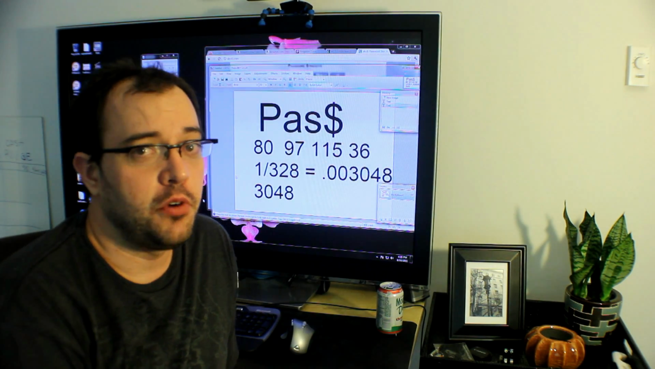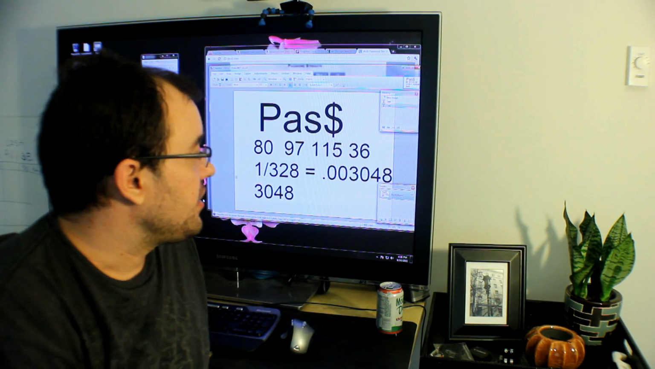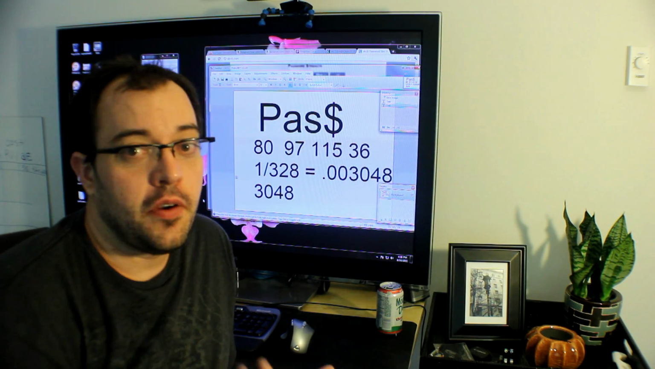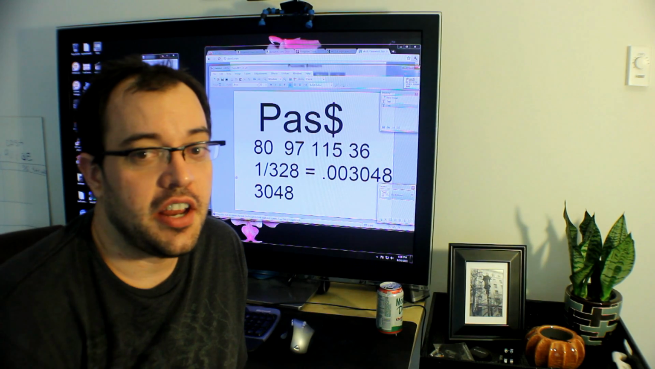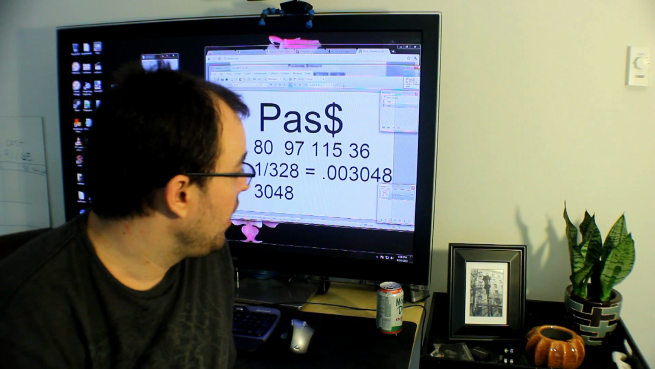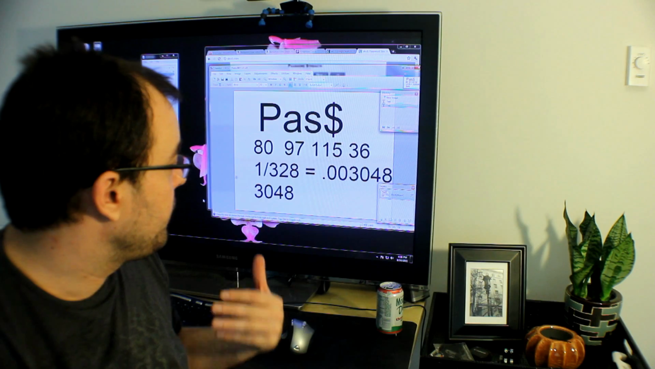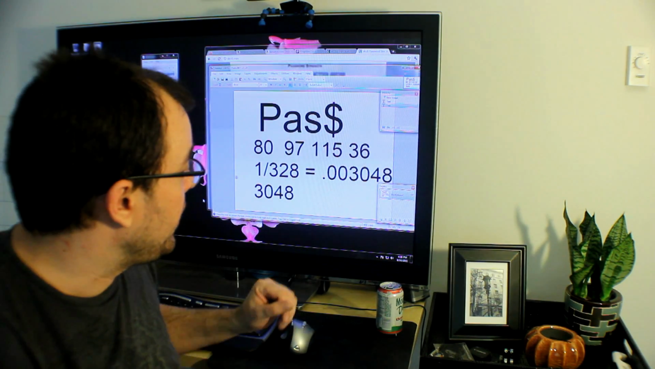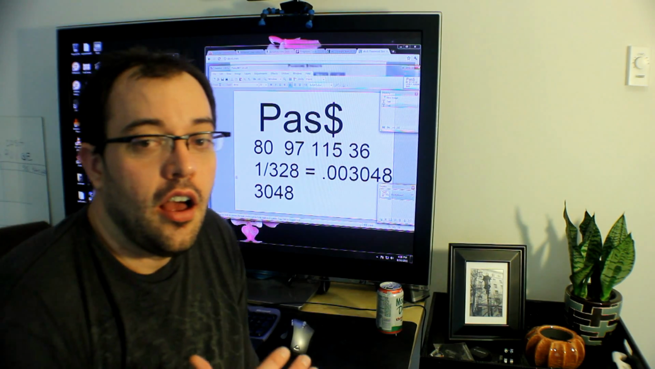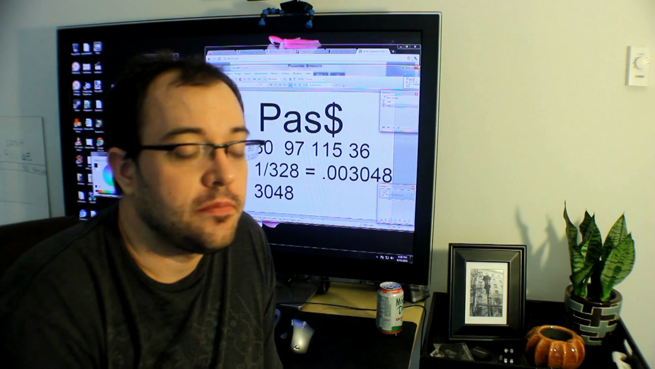So let's say our password was Pas$, capital P-A-S dollar sign, which would translate to the ASCII characters 80, 97, 115, and 36. In our very simple hash, all passwords are going to be stored as a number, 0.0299. So we take the reciprocal of the sum of those, which would be 328, so 1 divided by 328, and then we take the first four significant digits, which leaves us 3048. Other passwords might also have the hash of 3048.